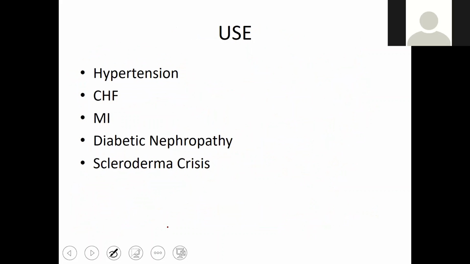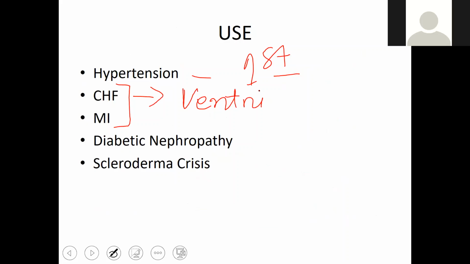These drugs are usually given as first line antihypertensives. In hypertension these drugs are given as first line. And in CHF, congestive heart failure, because they prevent ventricular remodeling. In both myocardial infarction and congestive heart failure, the cause of death is ventricular remodeling.